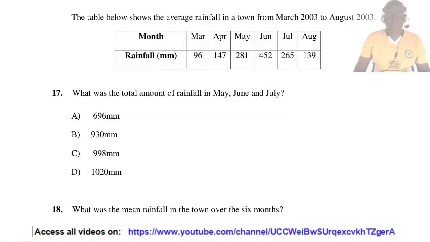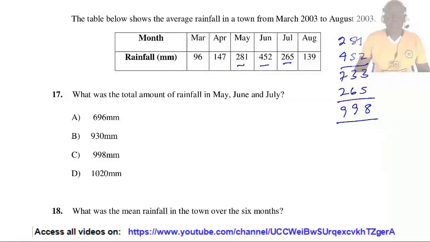The table below shows the average rainfall in a town from March 2003 to August 2003. Question 17. What was the total amount of rainfall in May, June, July? The amount of rainfall in May was 281, and then in June was 452. Let us add up. 337, and then in July is 265, 899. So the answer is C.